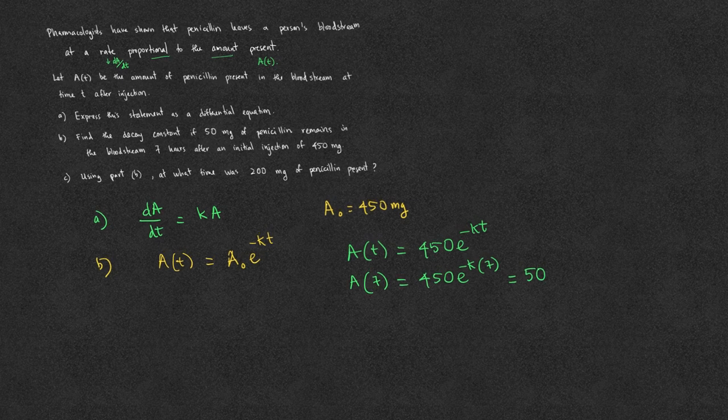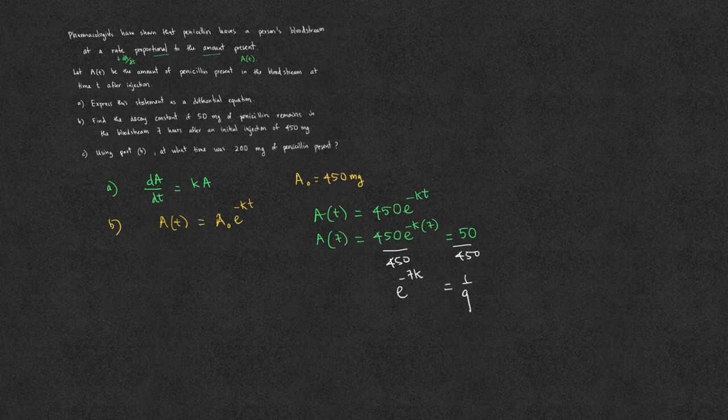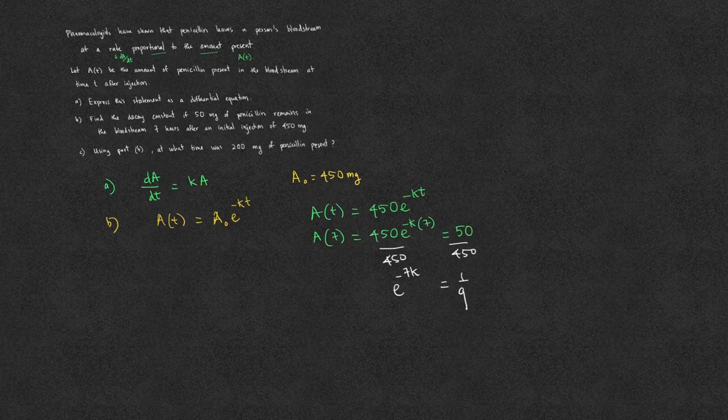To find k, we divide both sides of the equation by 450 to get e to the negative 7k equals 1 over 9. And this is an exponential equation, and so we would ln both sides of the equation to get negative 7k down. And so ln of e to the negative 7k equals ln of 1 over 9. Use the fraction, don't use a decimal number for 1 over 9.